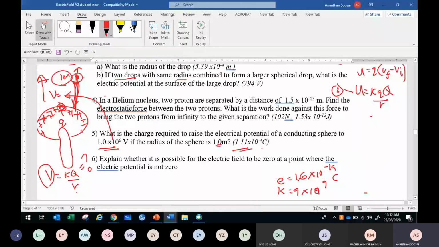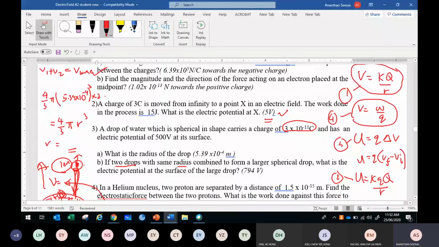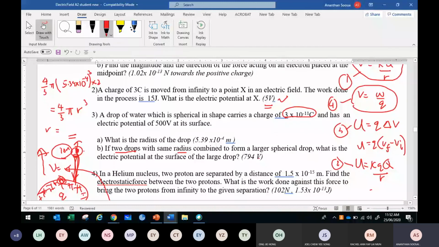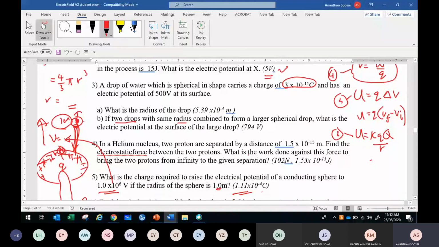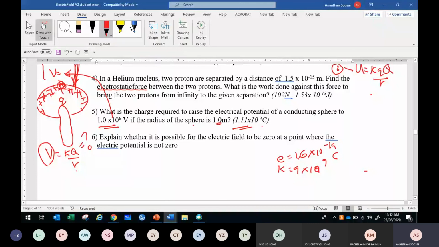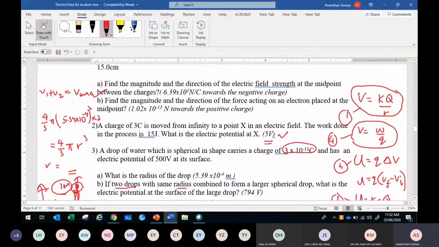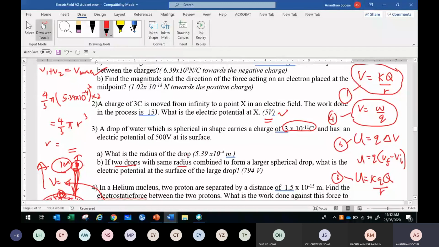So any questions for today's lesson? These are the 4 things you learned today. Please give a try at the complete working for questions 2, 3, 4, and 5 that I explained to you. Get working. Question 6 is the other part I need to explain to you, electric potential. I can do that next class.